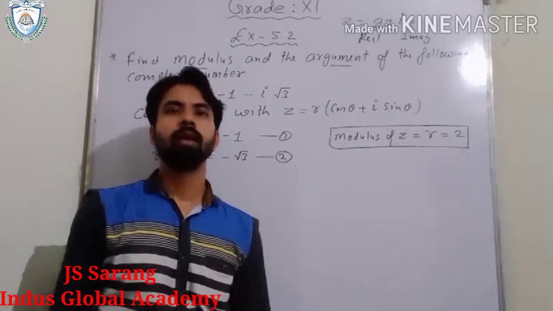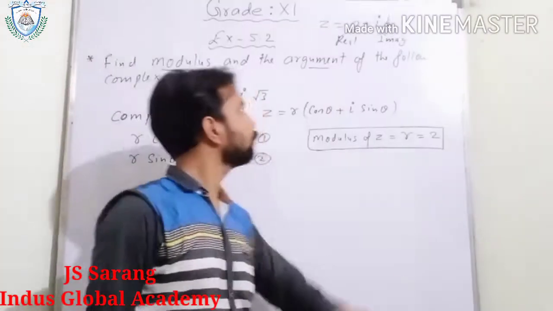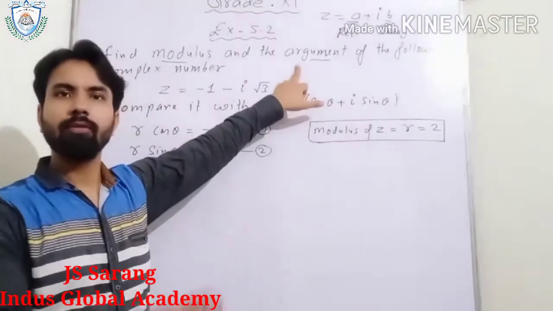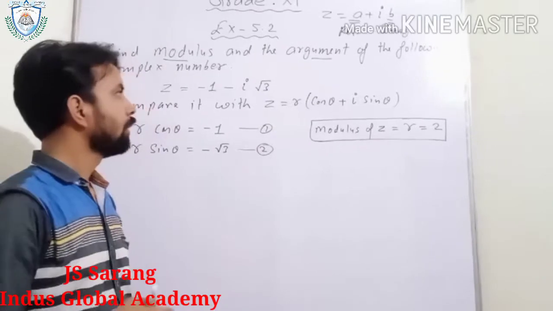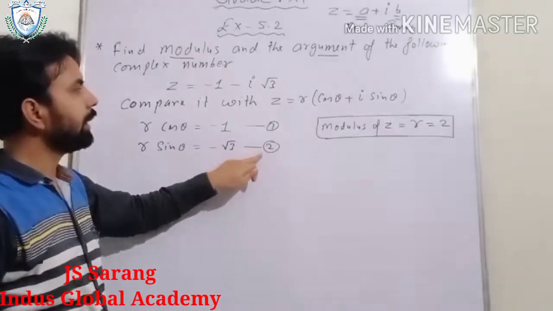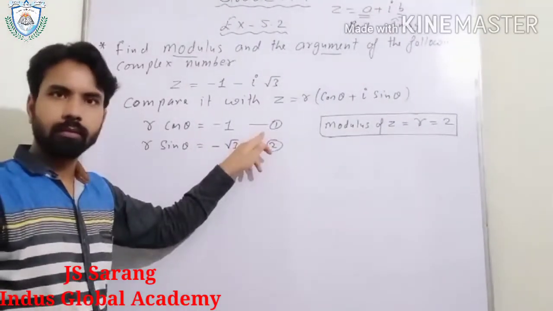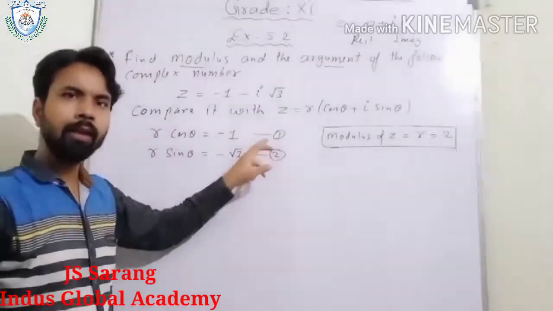Okay students, after finding the modulus of this complex number, we will have to find out the argument of this complex number. Argument means theta we have to find. So for finding the argument, what we will have to do? We will divide equation number 2 by 1.